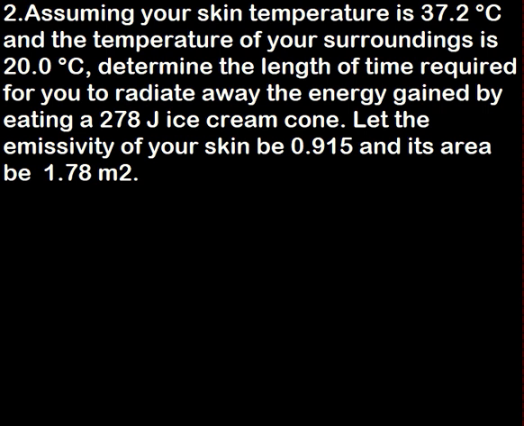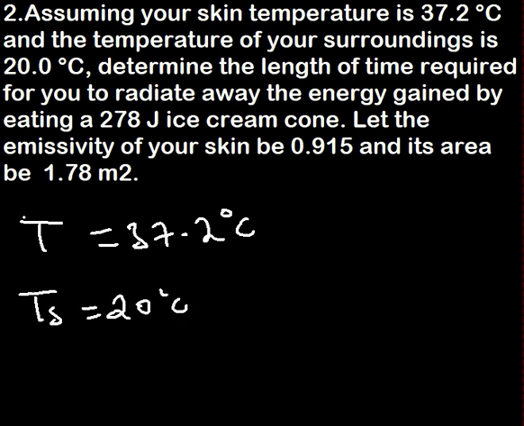Assuming your skin temperature is 37.2 degrees Celsius, that is the temperature of the system, and the temperature of the surrounding, that is Ts, is at 20 degrees Celsius. Now determine the length of time required for you to radiate away the energy. Now we are looking for the time.